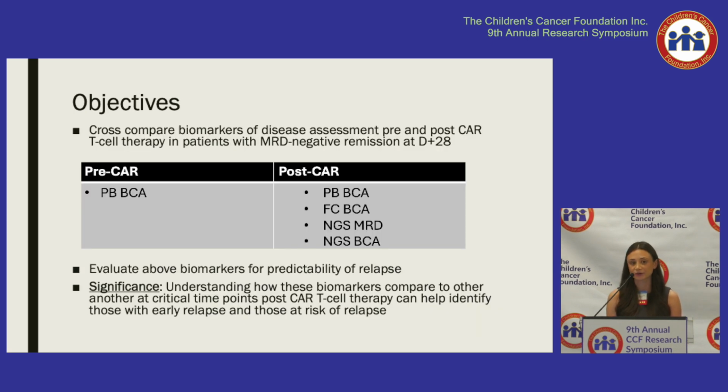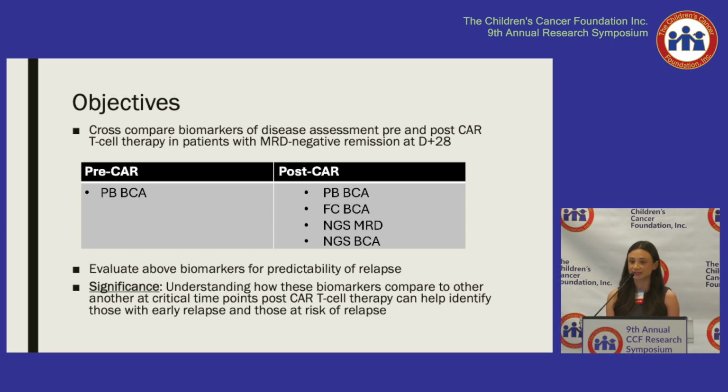So the objectives for my research project were to cross-compare biomarkers of disease assessment pre- and post-CAR T-cell therapy in patients who have achieved an MRD negative complete remission at day plus 28. We looked at some markers pre-CAR T therapy and then also post-CAR T therapy. Pre-CAR T therapy, we looked at peripheral blood B-cell aplasia, which was measured by flow cytometry, and then post-CAR T cell therapy, we looked at peripheral blood B-cell aplasia, flow cytometry B-cell aplasia in the bone marrow, NGS MRD in the bone marrow, and then NGS B-cell aplasia in the bone marrow.